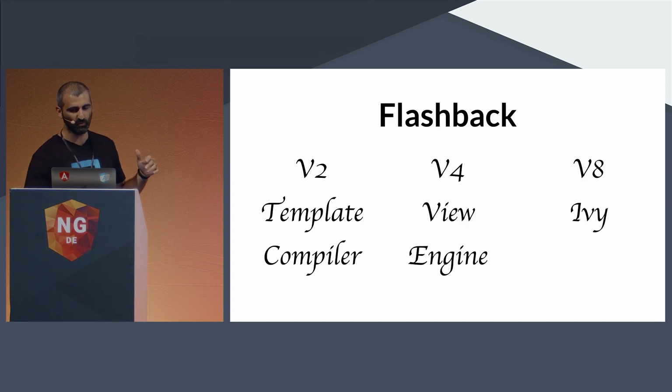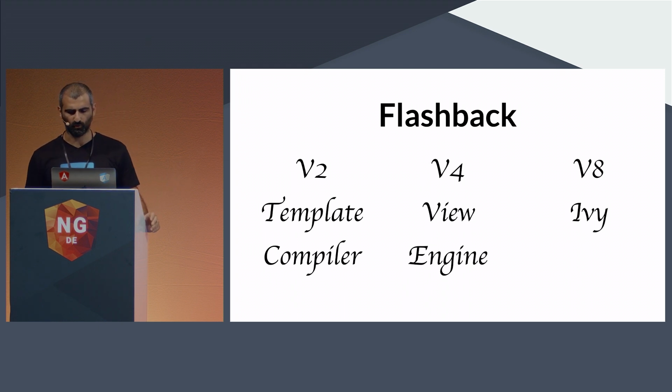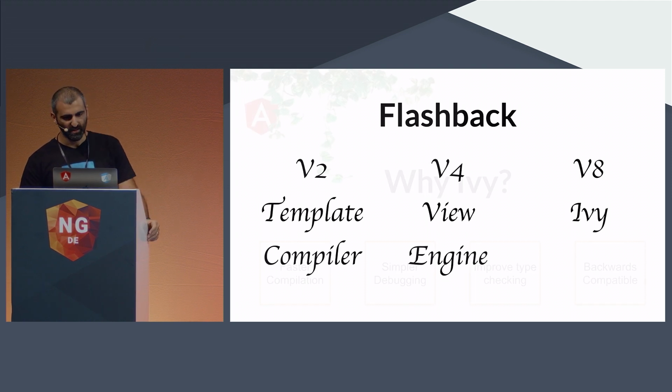Just a short flashback, a short history for those who don't know. Ivy is actually the third compiler shipped by the core team. It started with version 2, where we had the template compiler. Version 4, we had the view engine, and now we have Ivy. It's actually a rewrite and replacement for the view engine. But the most important thing is that it's happening under the hood, and for most use cases, it's going to be transparent to you as a developer. It's going to be 100% backward compatible.